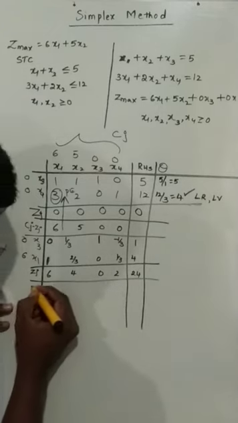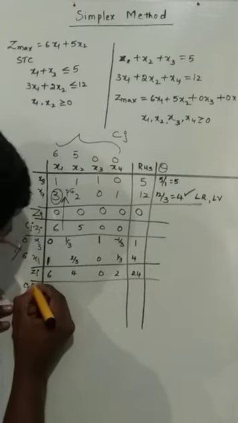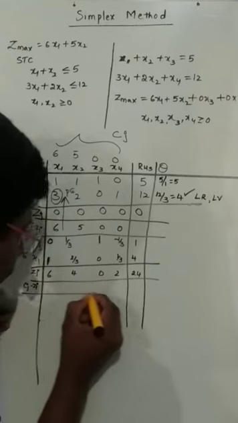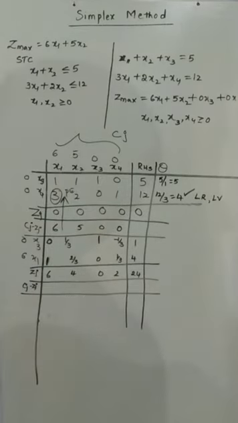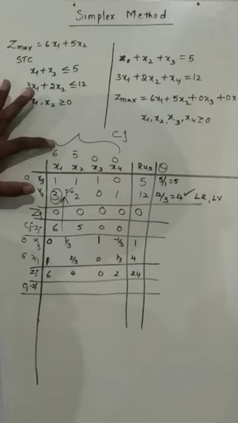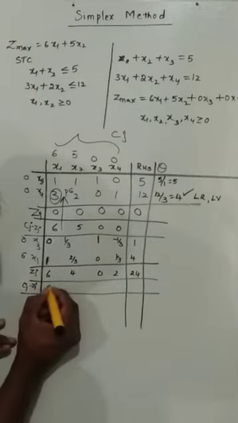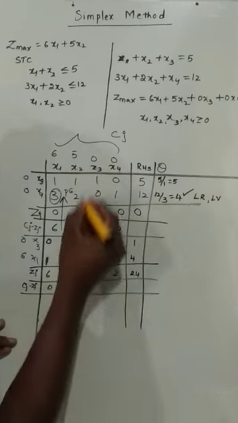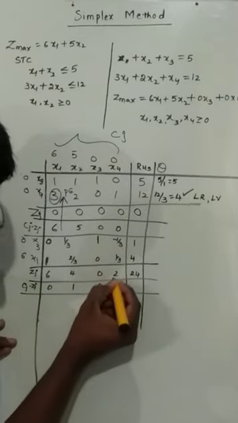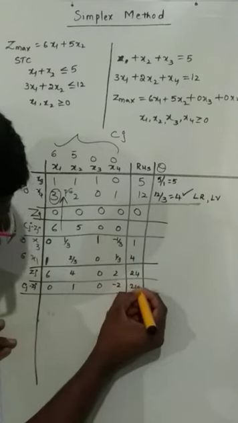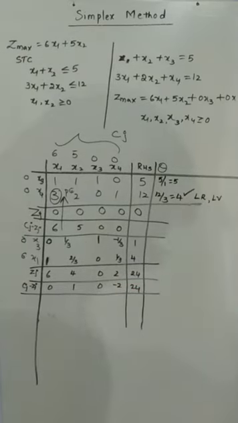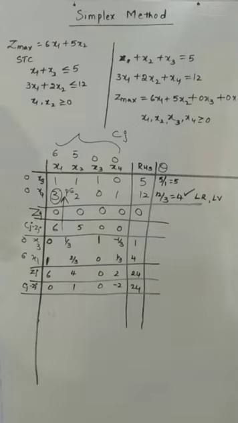So after finding Zj, you have to find out Cj minus Zj. So how are we finding Cj minus Zj? Already we have the Cj values and Zj values in this iteration. We got 6 minus 6, 0. 5 minus 4 is 1. 0 minus 0, 0. 0 minus 2, minus 2, and we got 24. So now in the second iteration, we got the values of Cj minus Zj, that is 0, 1, 0, minus 2, and also we got 24 in this.